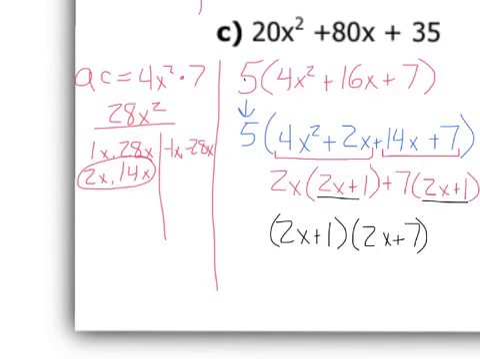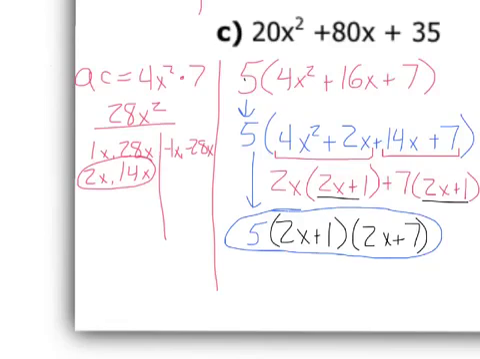Is that problem done and complete? Not quite. 5 is part of it. Okay? So 5 is my third factor there. Okay, so there's actually 3 factors of this. So there's my final answer.